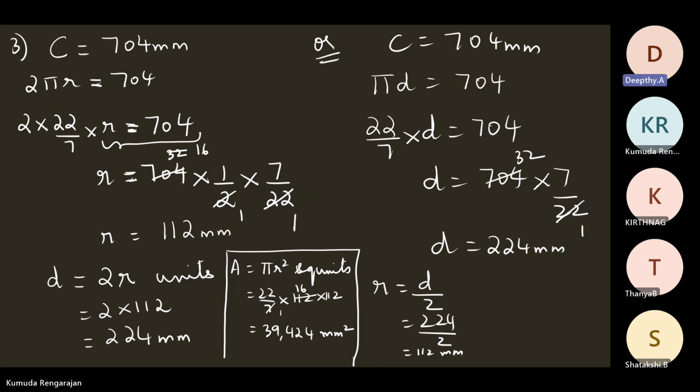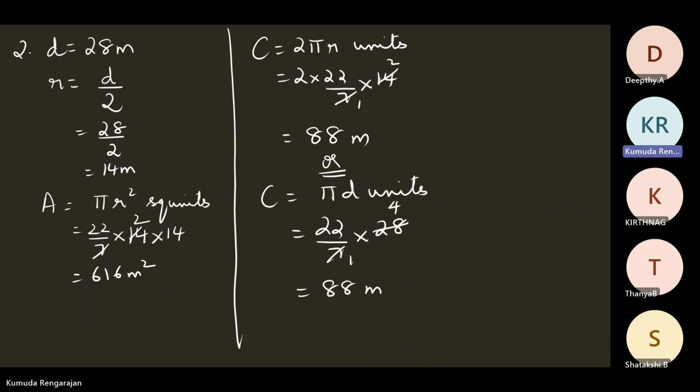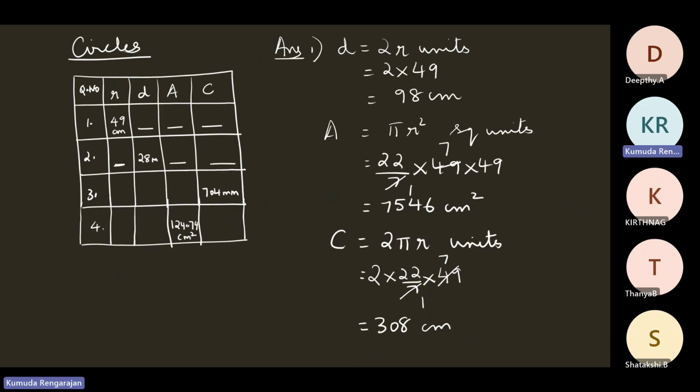Yeah. Ma'am, done. Yeah. And in the last one, we are given area as 124.74 centimeters square. In the fourth one, area is given to be 124.74 centimeters square. So what is the formula to find area? Area of a circle. Pi r square. So under area, you must write pi r square. Under this A, you must write pi r square is equal to 124.74.